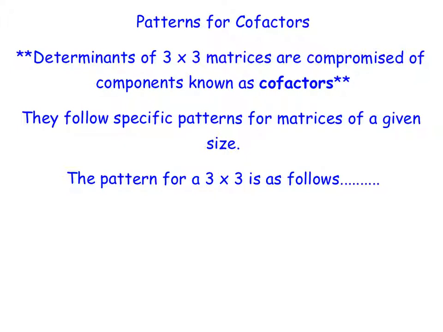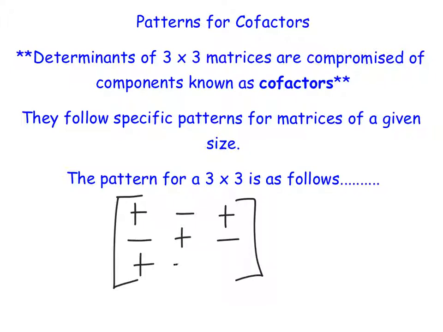Different size matrices have different patterns for cofactors, right? The only 2 that you would ever need to know are the 3 by 3 and the 4 by 4. So I'll show you the pattern for 3 by 3. It looks like this: plus, minus, plus, minus, plus, minus, plus, minus, and plus. Okay?